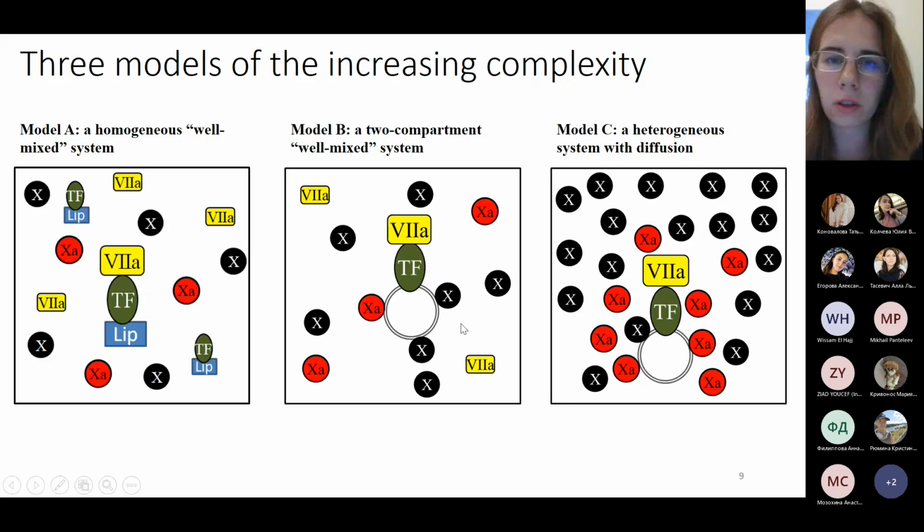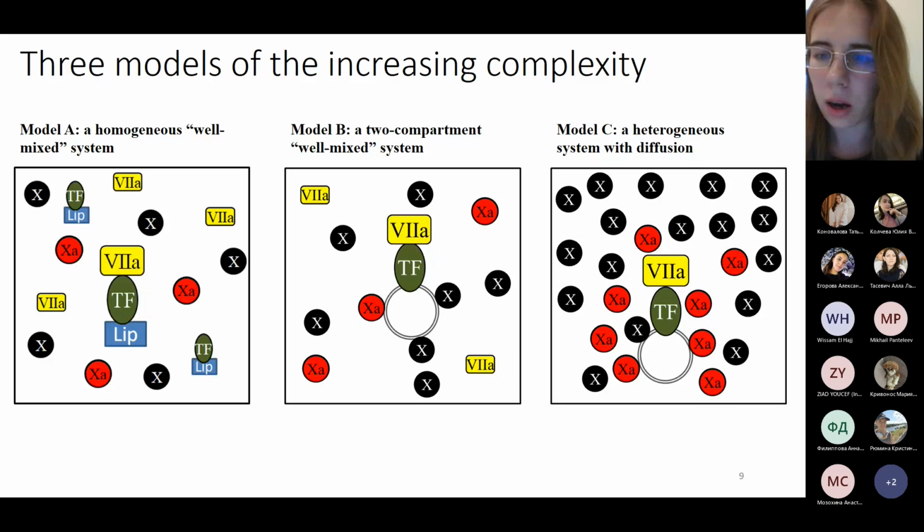So here we have two compartments, but here we still don't have diffusion. And diffusion in the first two systems was supposed to be fast enough to be neglected. So in the first two systems, we neglect diffusion. We assume that it is extremely fast. In the third system, it is a heterogeneous system with diffusion. We have the membrane surface. We have the three-dimensional solution. And here we directly include the diffusion of factors in the volume.